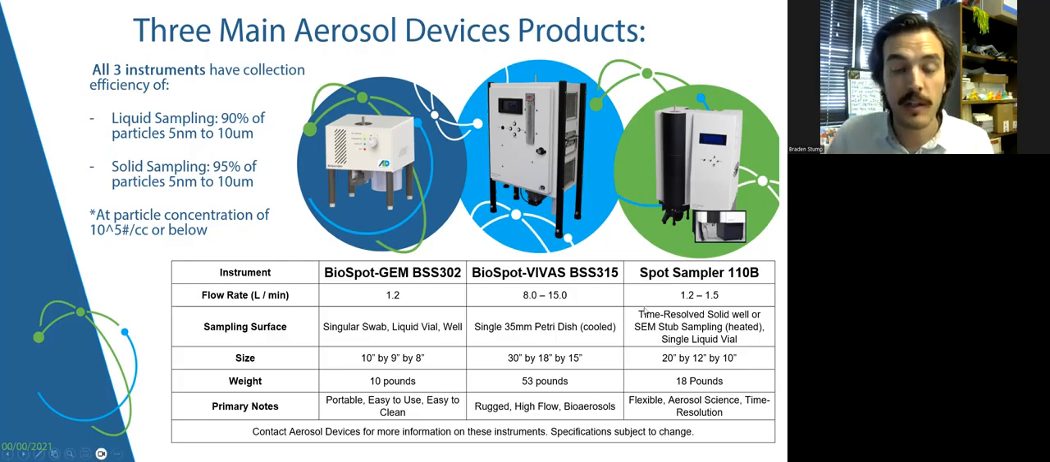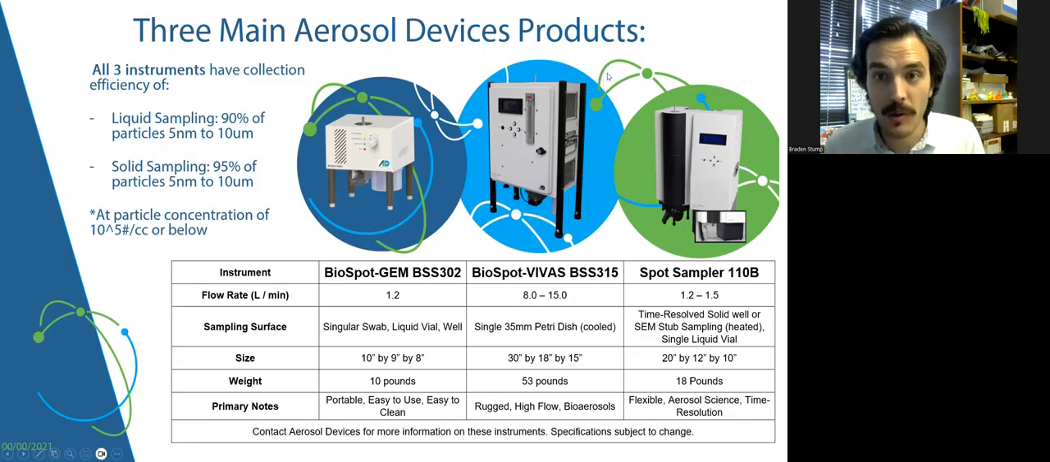Its niche is time resolution in sampling. So there's a time-resolved solid well or a time-resolved scanning electron microscope stub tray that can rotate between positions to sample into, but it'll also sample into singular liquid vials as well. Its flow rate is 1.2 to 1.5 liters per minute. And more than anything else, it has been used in quite a few studies, but is the most flexible for different experimental needs of the three classes of instrument.